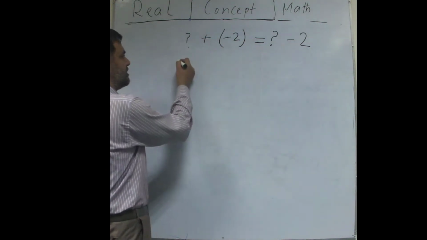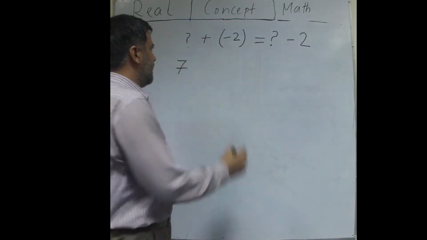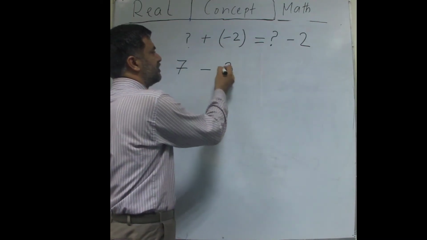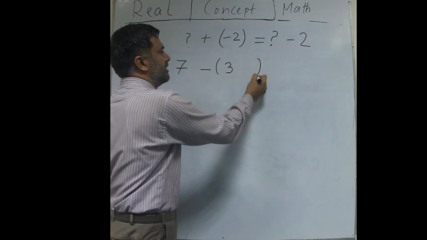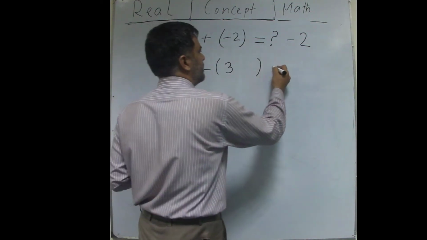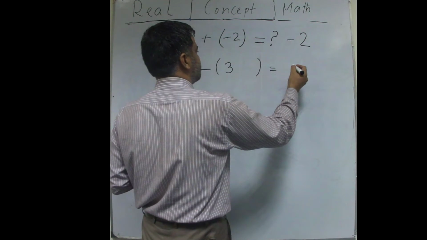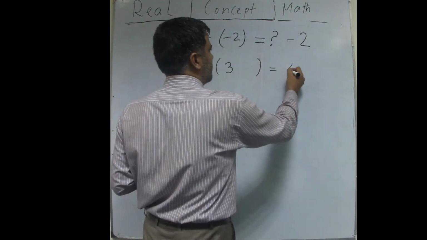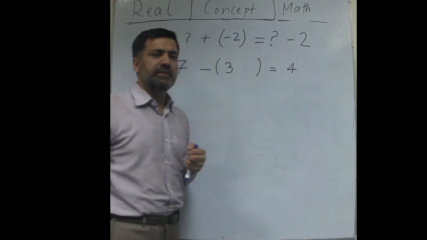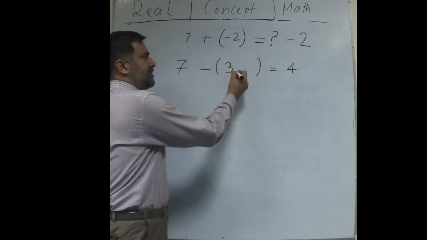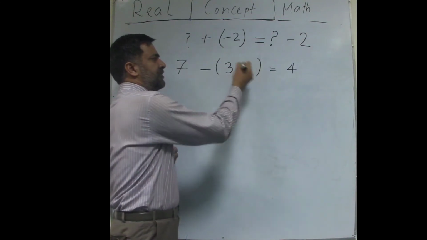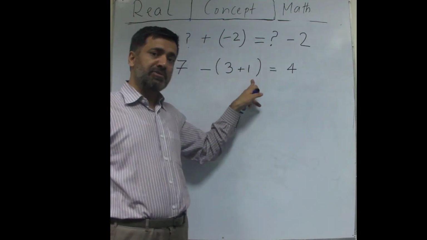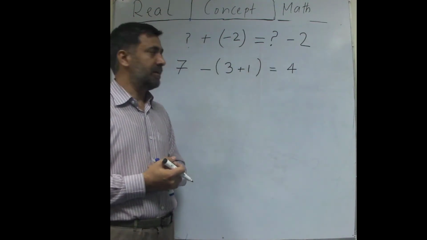Let's say I have 7 here, and I subtract from this 3. So what do I get? I know it is 7 minus 3. 7 minus 3 is 4. So you know that. So what if I subtract 3 plus 1? So I'm subtracting 3 and then I'm subtracting 1. So I'm subtracting more.